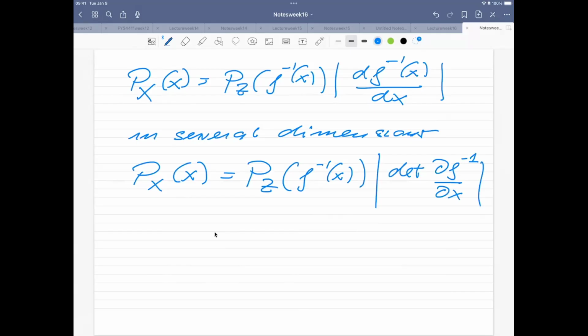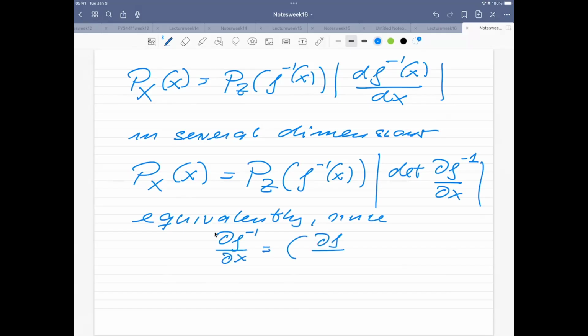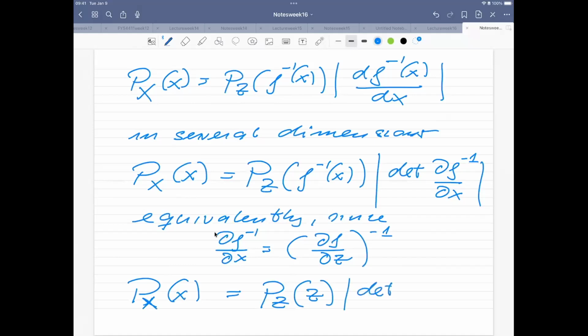Equivalently, you can find a corresponding equation, since the Jacobian of f inverse with respect to x is equal, and this is not so difficult to show, to the inverse of the Jacobian of f with respect to z. You can then replace this with p of x equal to p of z as a function of z, times the determinant of d of f, d of z, inverse. So this is just an alternative equation.